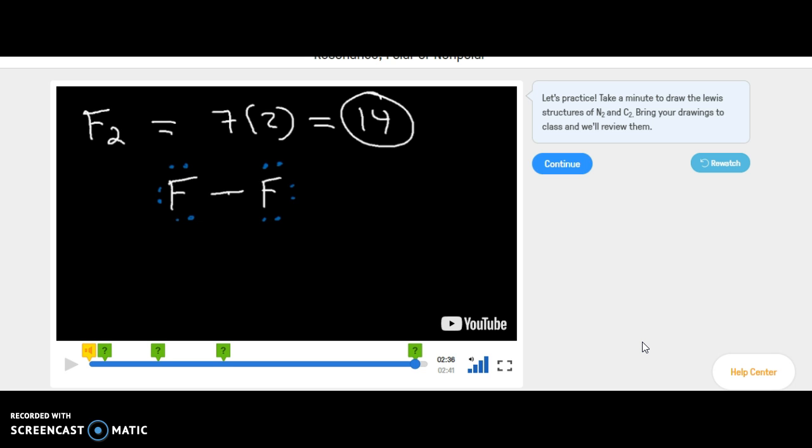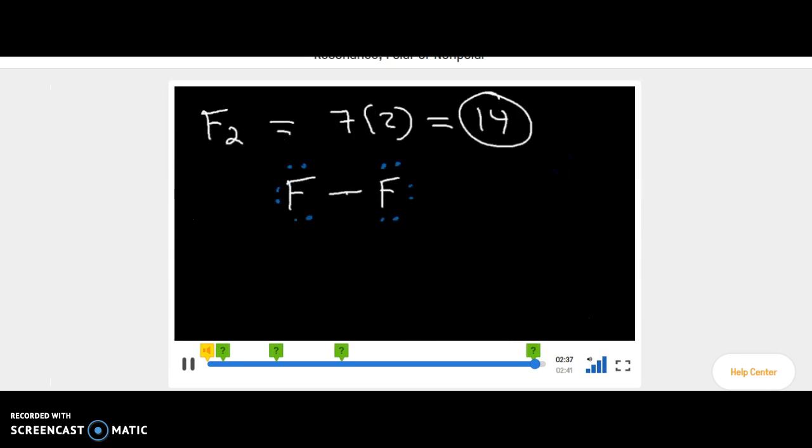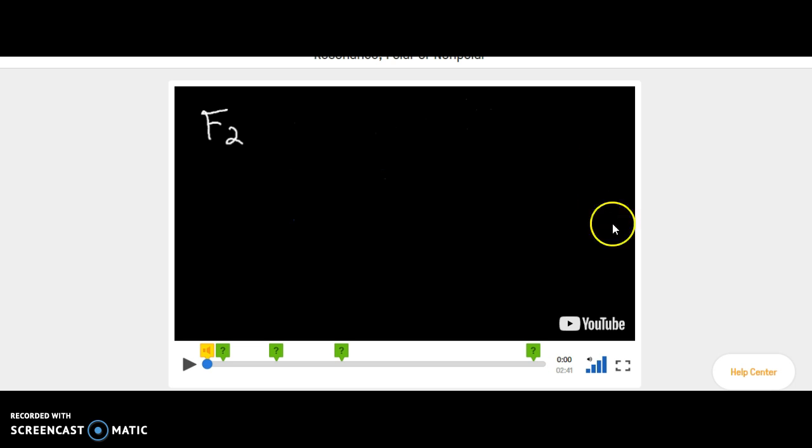Okay. So here's a discussion question. It's more of like a comment. We'll just hit continue. By the way, elements to the left of carbon, like boron, beryllium, and lithium, they will have what... Okay, and that's the end.